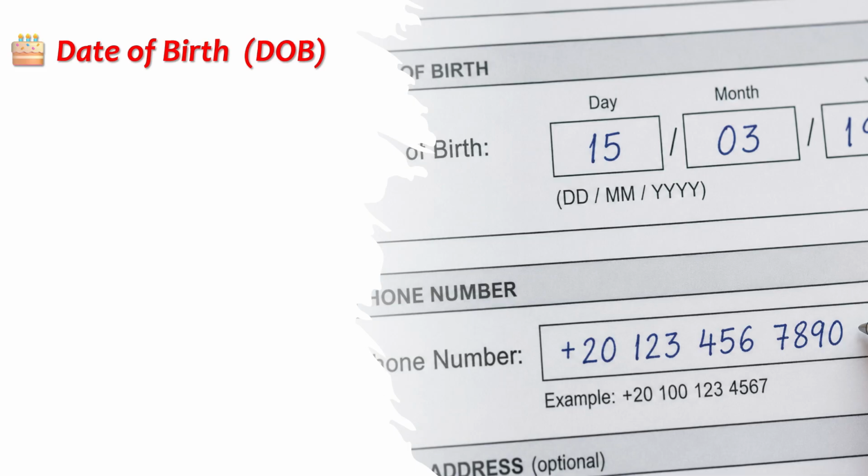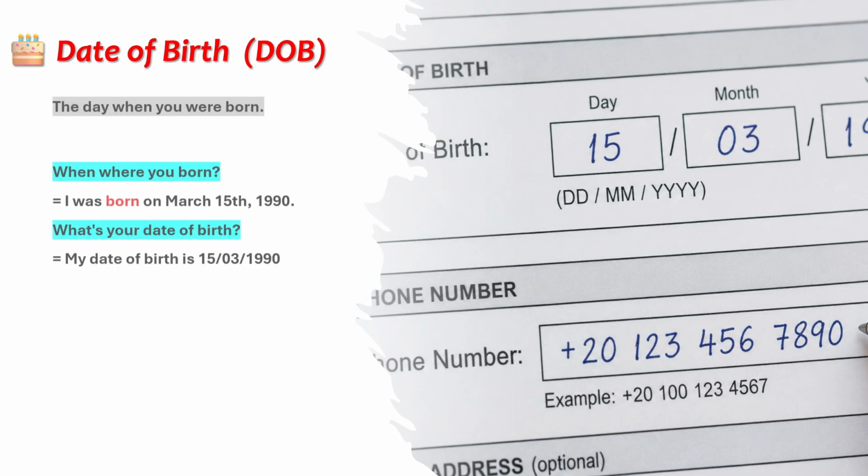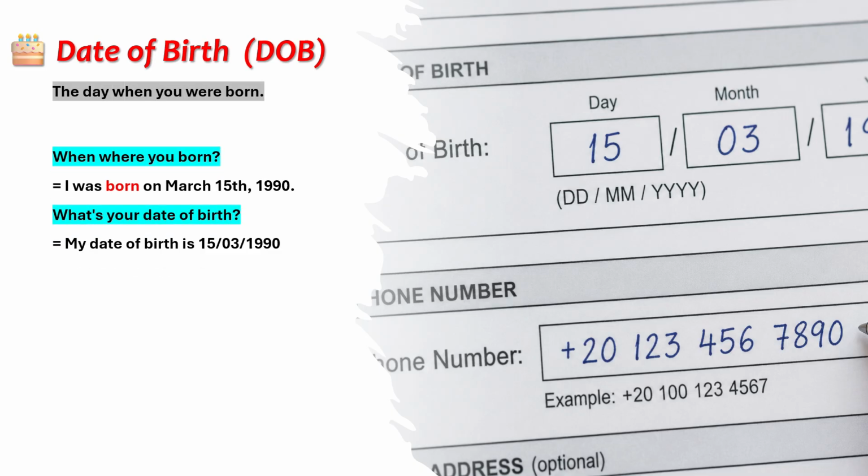The next thing you would find in a form is the date of birth or DOB. The date of birth is the day you were born in. If you want to ask someone about the day he was born in, you ask him when were you born, or what's your date of birth. And the answer would be, I was born on, and the date of his birth. For example, I was born on March 15th, 1990, or my date of birth is 15th of March 1990.